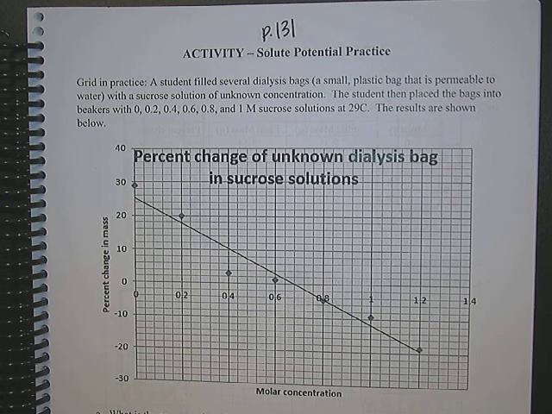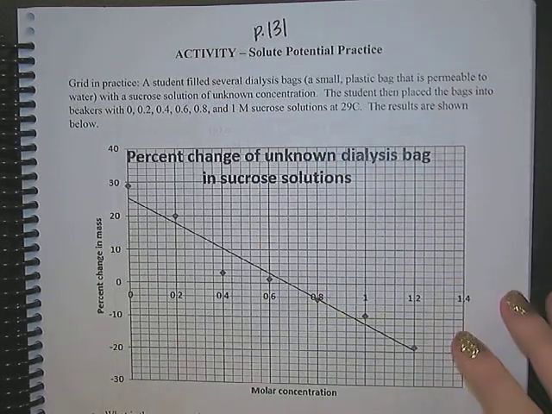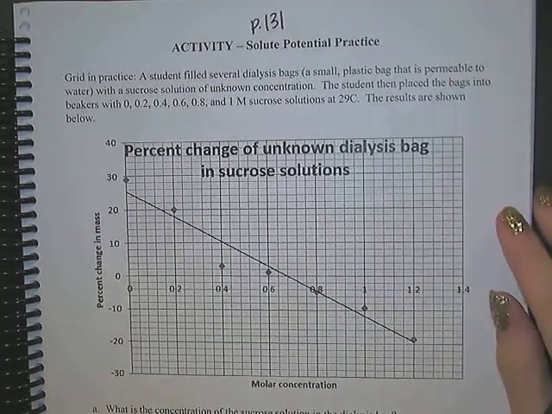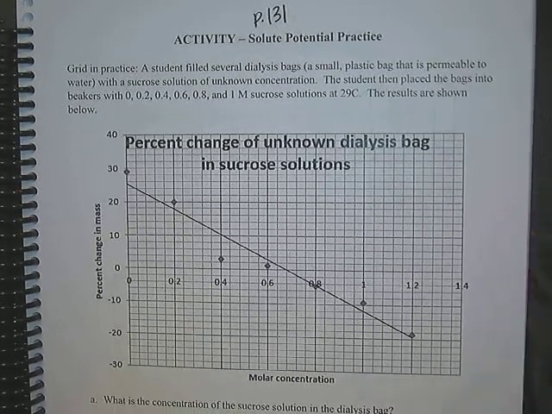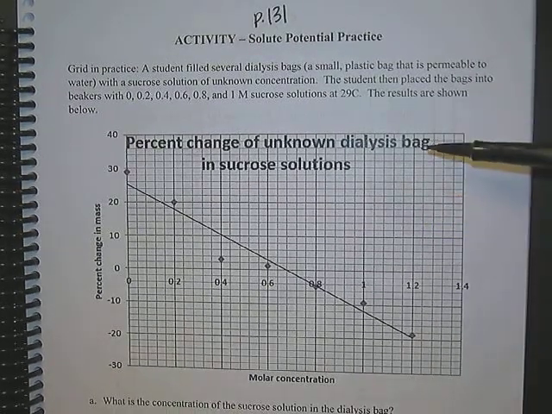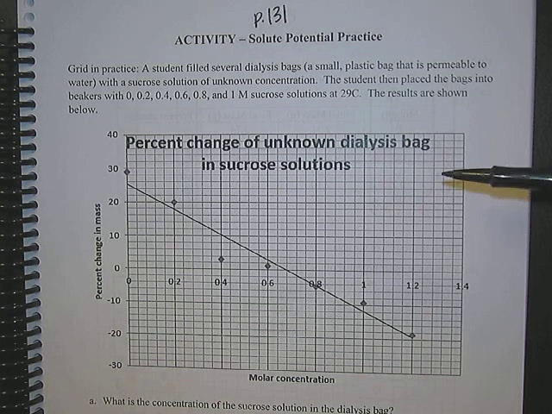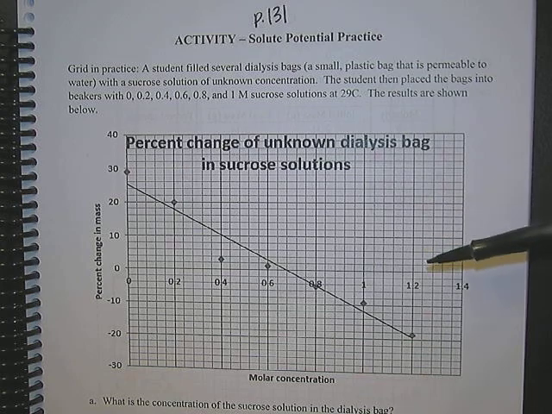Y'all, I'm here on page 131 where we're going to do a practice problem on solute potential and how to calculate that. So the first thing we have here is the percent change of unknown dialysis bag in sucrose solution. So we've put this bag of an unknown solution in varying sucrose solutions.